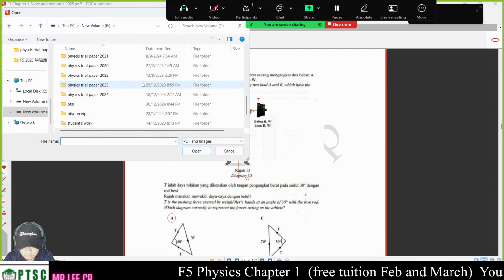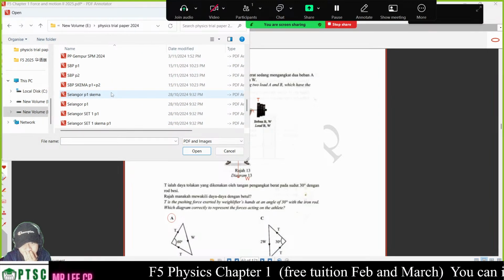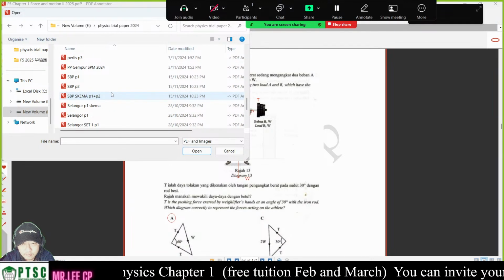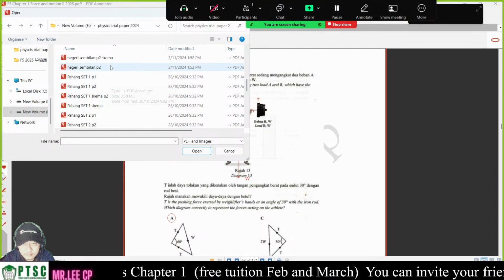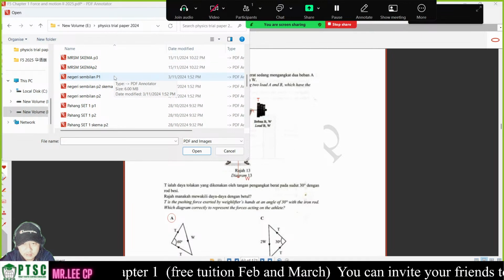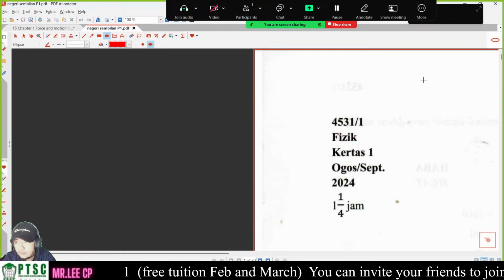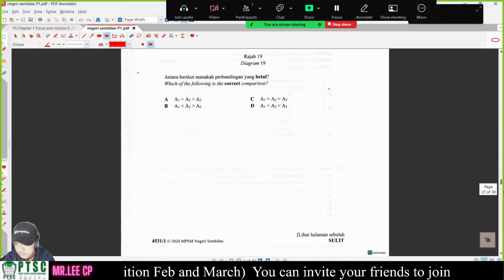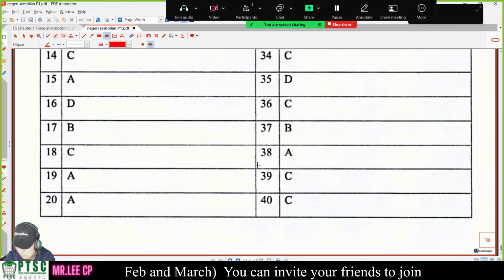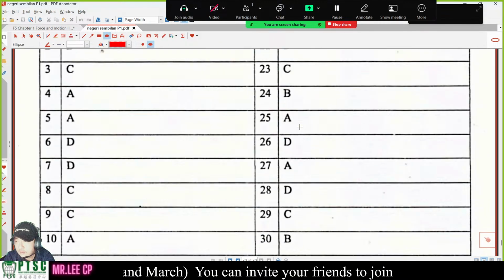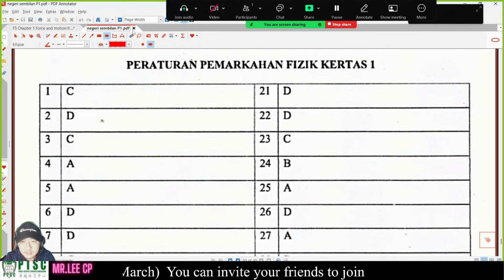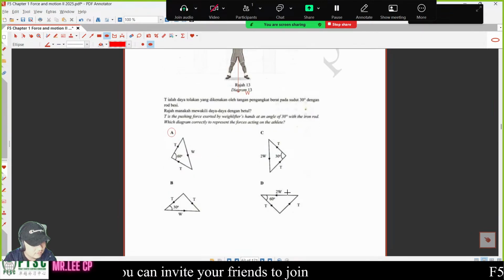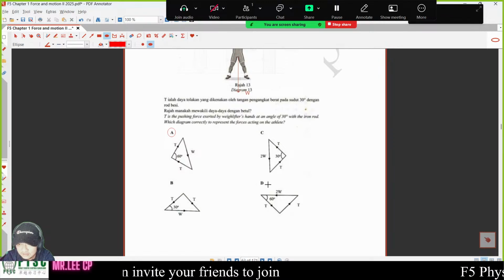2004 2024, Negeri Sembilan, Paper 1. No scheme. Oh my god. No answer. Oh, got it. 21D. 21 is D. The answer is D. Oh my god. I don't agree at all. No way it should be this way.